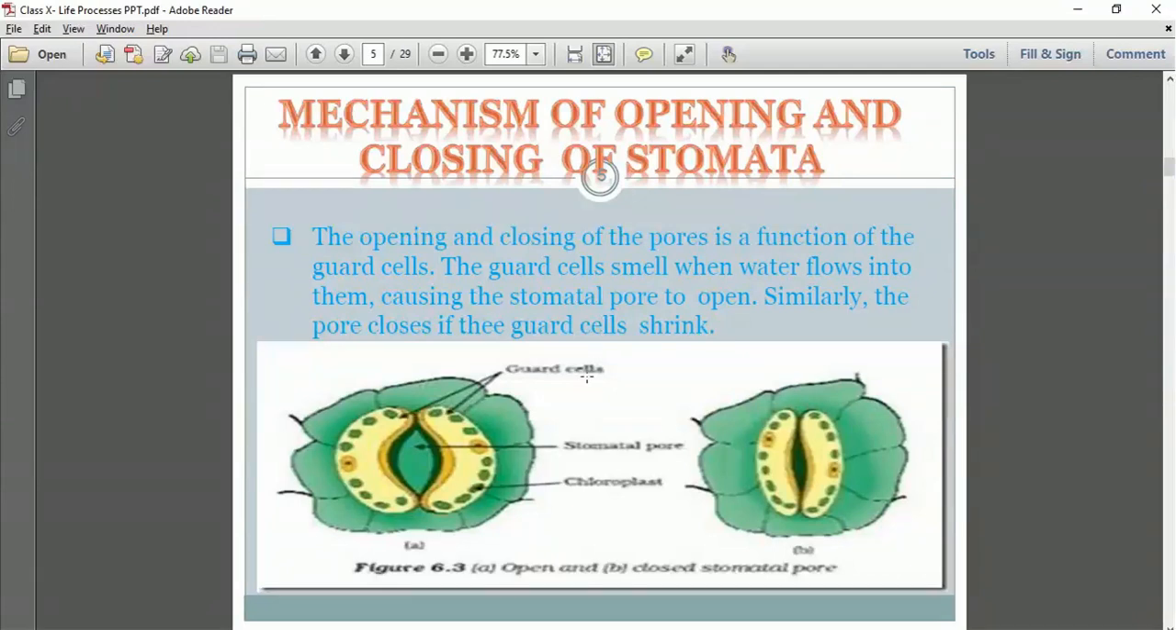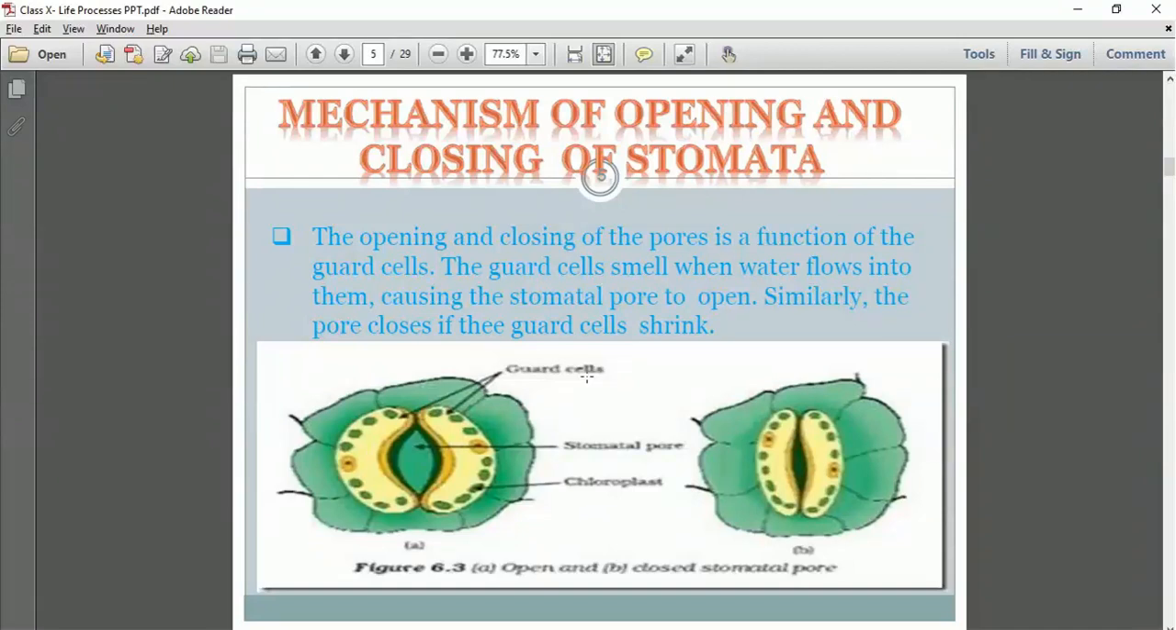In class 9th, we have already studied that the function of stomata is that it helps in the exchange of gases. It is the pore that helps in the exchange of gases, carbon dioxide and oxygen, between the plants and the outer environment. So how does it happen? How does the mechanism of opening and closing of stomata work?